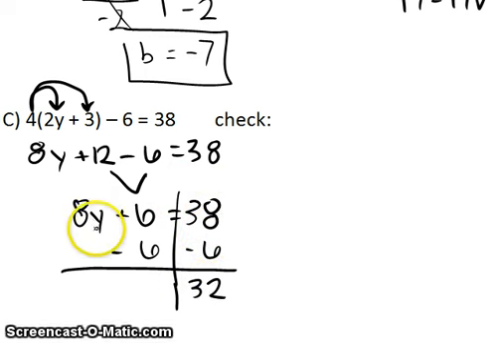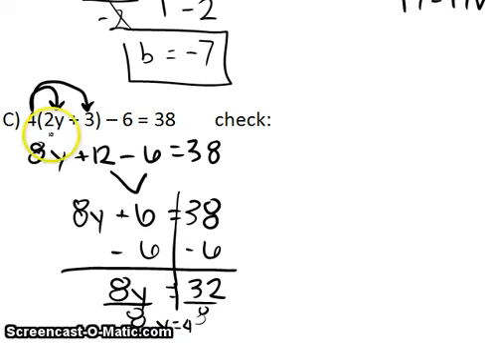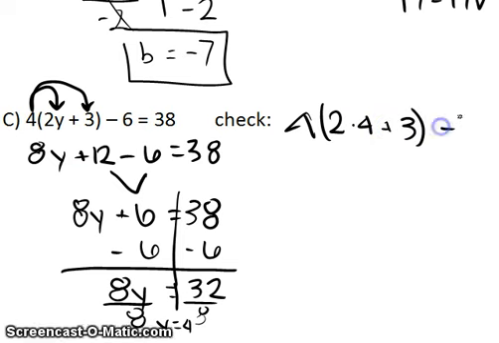And over here I have 8y equal to 32. Now I drop off my date. Right now y is being multiplied by 8, so I need to divide by 8 on both sides, and I will get y is equal to 4. I check that by plugging 4 back in for y in my original equation.